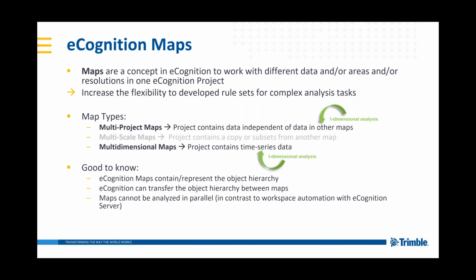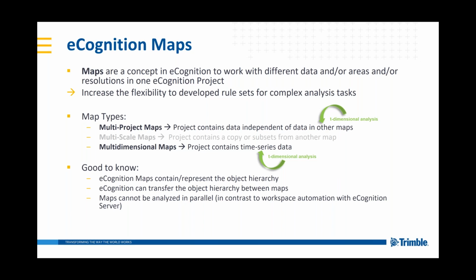Excellent way of doing some rule set testing or result backups in those different maps. Finally, the third type is what we call a multi-dimensional map. And here, these are projects that contain our time series data. So again, the two types of maps that are relevant for this T-dimensional analysis are multi-project maps and multi-dimensional maps.